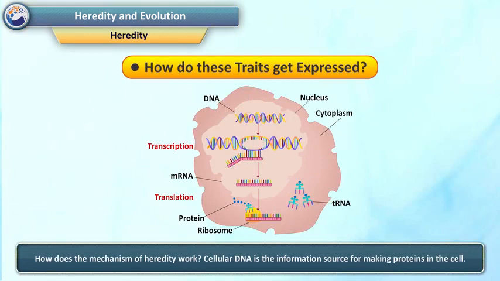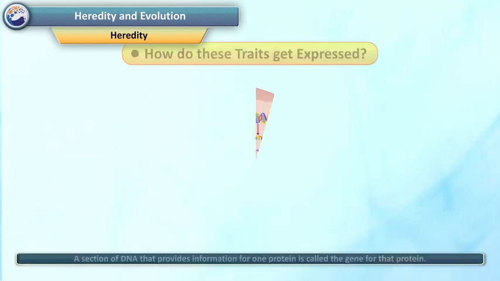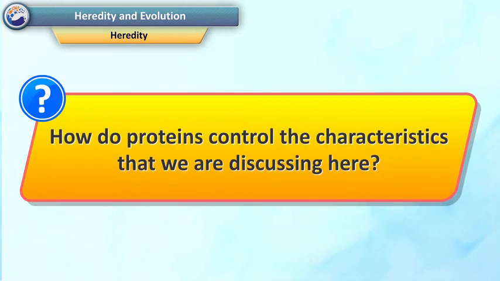Cellular DNA is the information source for making proteins in the cell. A section of DNA that provides information for one protein is called the gene for that protein. How do proteins control the characteristics that we are discussing here?